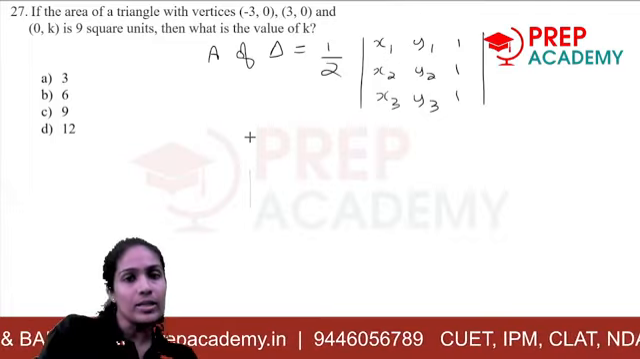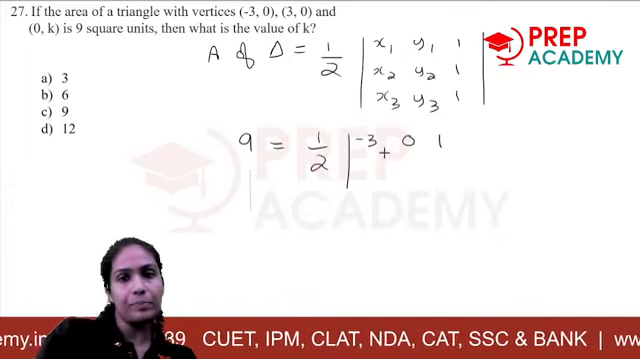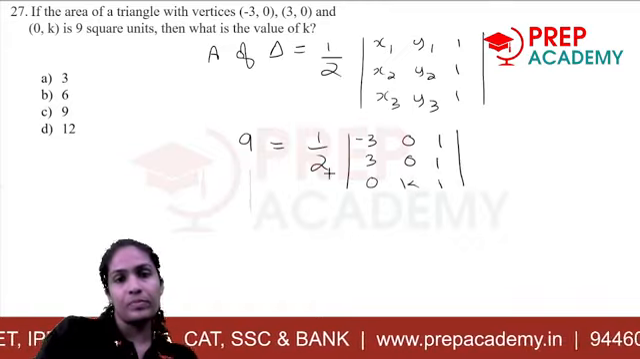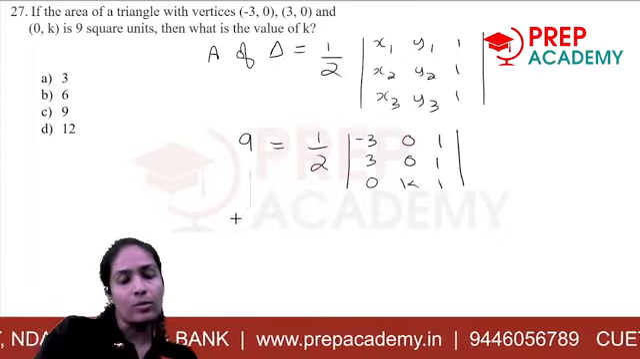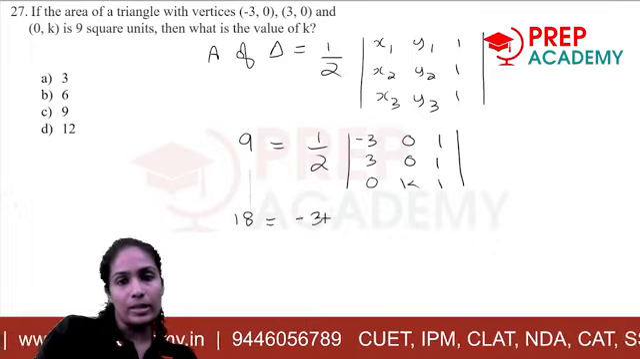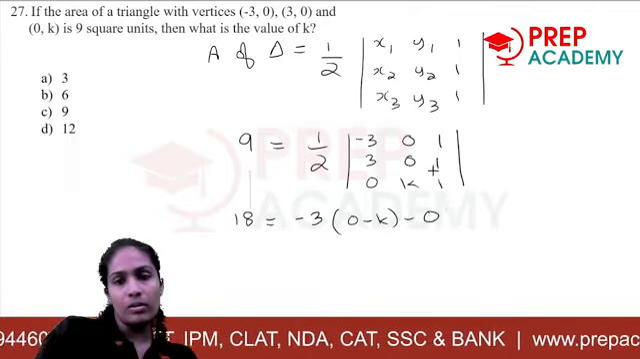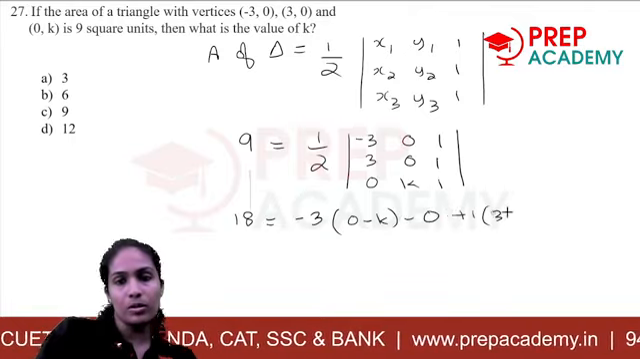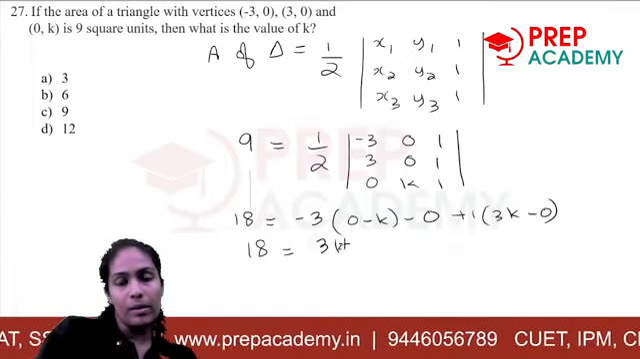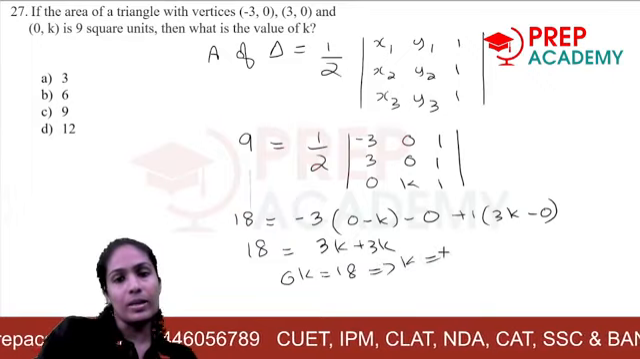So here the area is given as 9. So 9 is equal to 1 by 2 into the determinant of -3, 0, 1; 3, 0, 1; 0, k, 1. So bring this 2 to the LHS. Now 9 into 2 is 18. 18 is equal to the determinant of this value. The determinant value is -3 into (0 minus k) minus 0 plus 1 into 3k. 18 is equal to 3k plus 3k. So k is equal to 18 by 6.